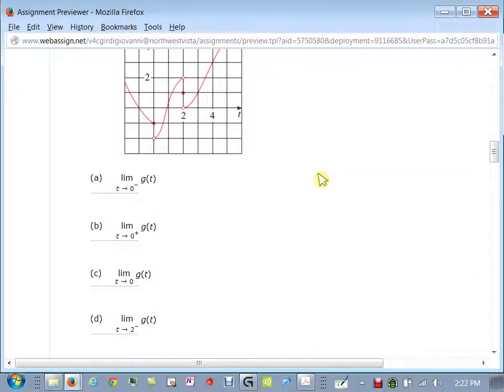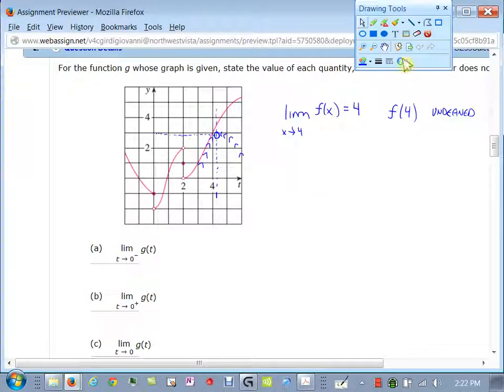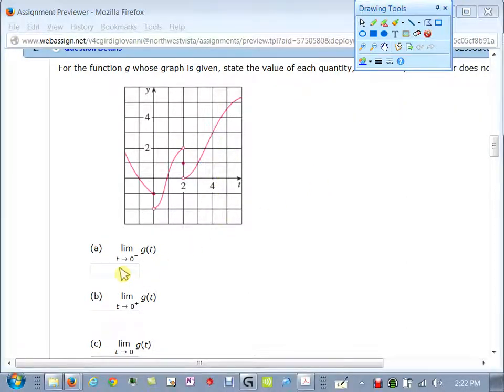Okay, same sort of tactic here. Let's try this. All right, what is the limit as t approaches 0 from the left? So where is 0? We got to figure out where 0 is. The origin appears to be here. So that's your origin. That's the crossing of the two axes.